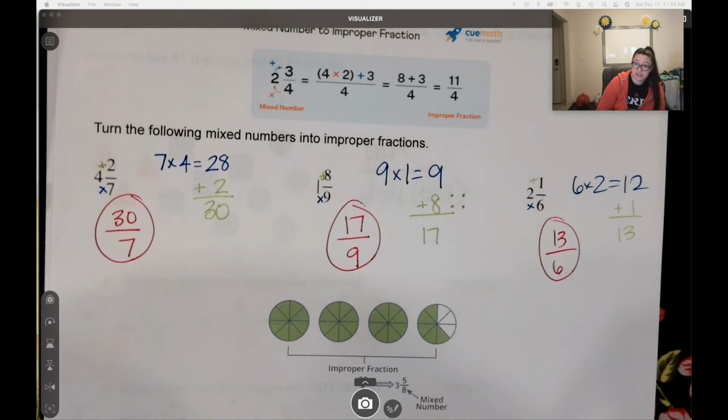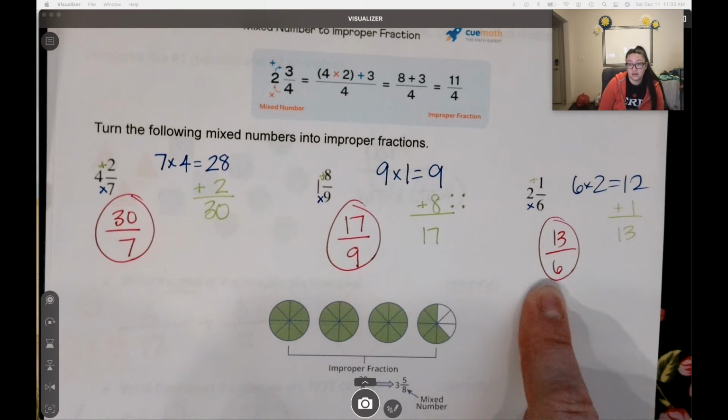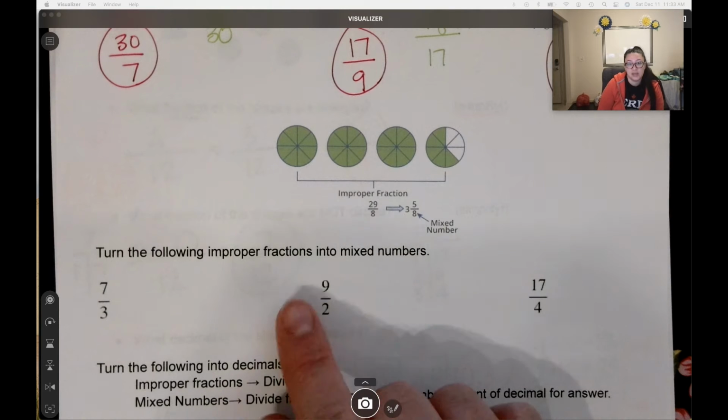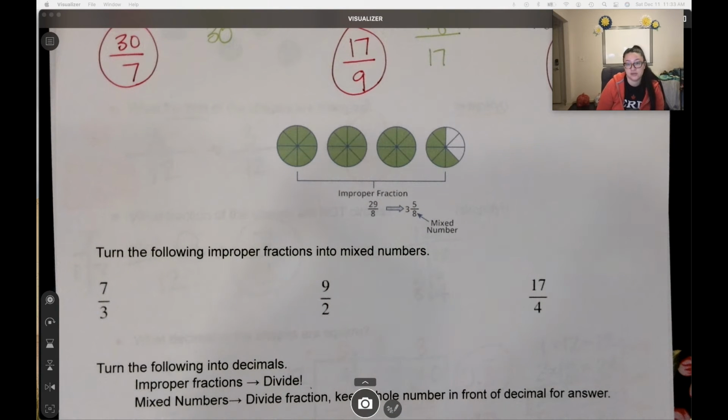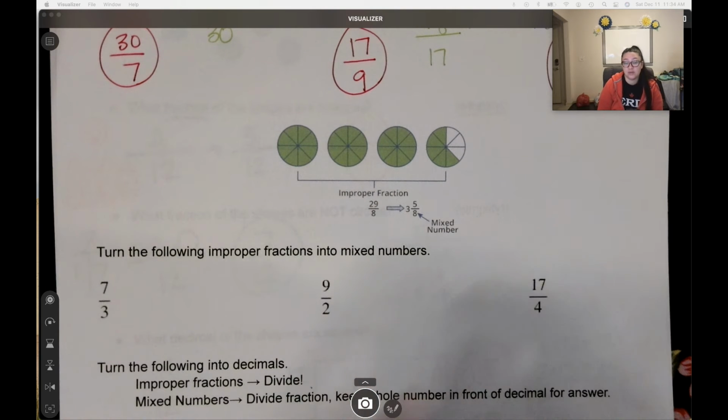Now we're going to go the opposite way. Now we're going to be given these improper fractions, and we want to turn them into mixed numbers. The strategy I gave my class after I talked with Miss Capriotti and Miss Curtis is we made dots to help us with these. We made dots and we grouped them, and then we saw what was left over.